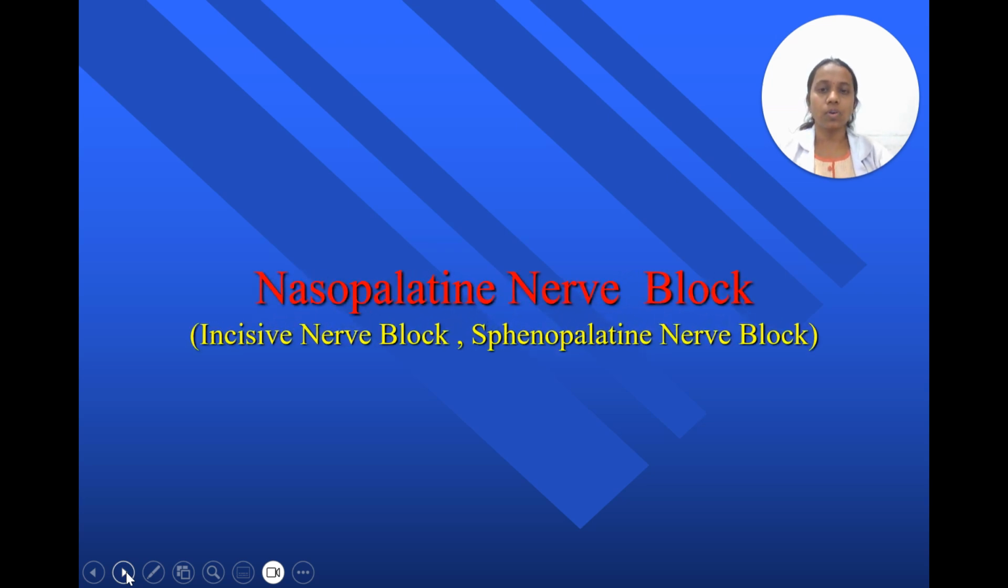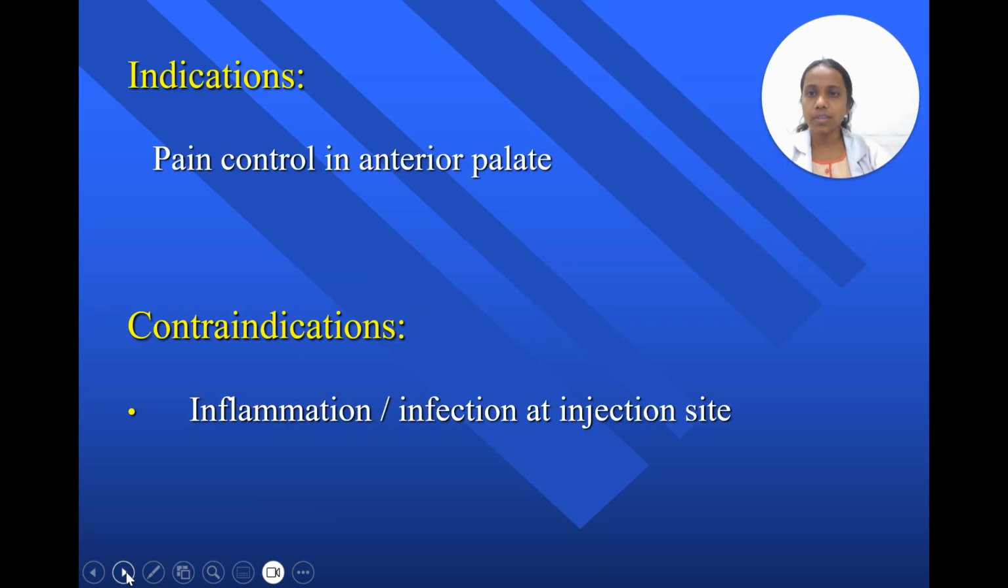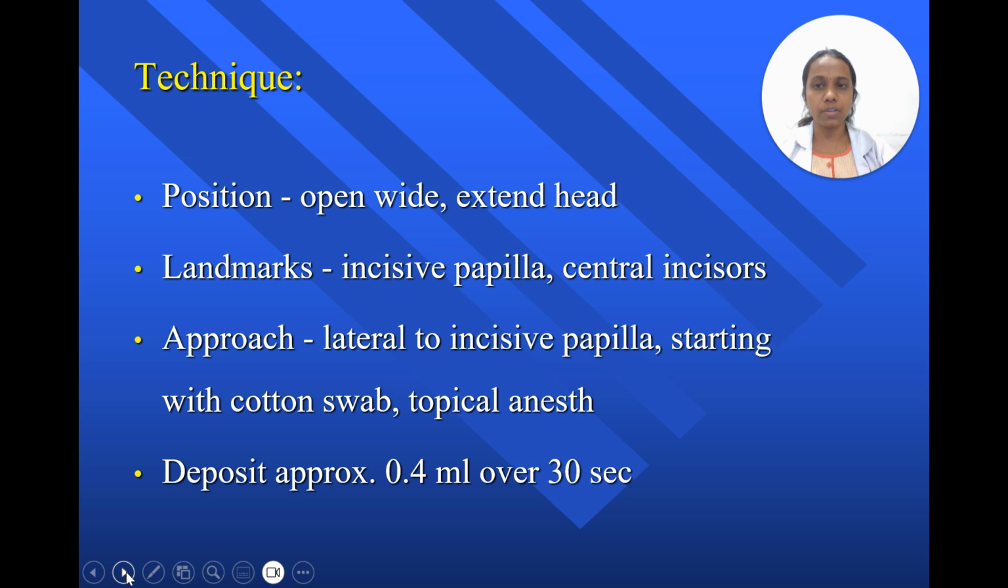Next is the incisive nerve block or the nasopalatine nerve block. This nerve, which is present on the anterior palate, supplies from canine to canine, that is all the incisors including the canines. The indication is pain control in the anterior palate. The contraindication is inflammation and infection at the site of injection. The advantages are that it minimizes needle penetration and the volume of solution to be used, and the disadvantages include limited hemostasis and being potentially traumatic since we are injecting onto the palate.